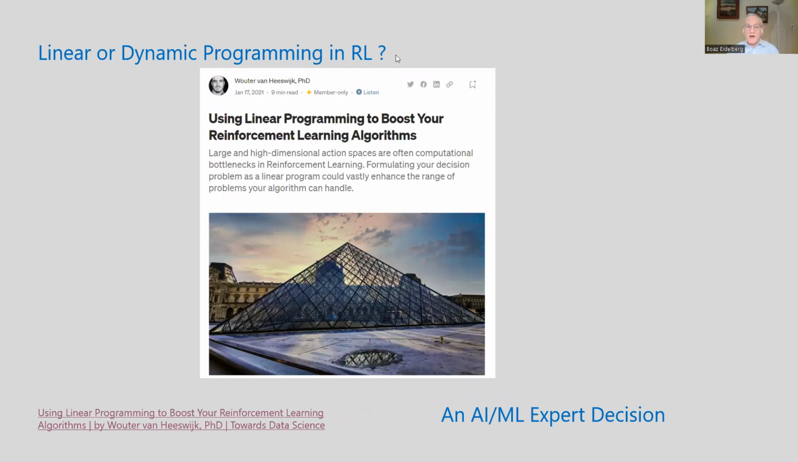But the question is now, should we use linear or dynamic programming in reinforcement learning? And here's an article that states that using linear programming to boost your reinforcement learning algorithm is not a bad idea at all. But the answer to this question is, of course, by the AI machine learning experts. That will be the job for this specialist to make that decision.